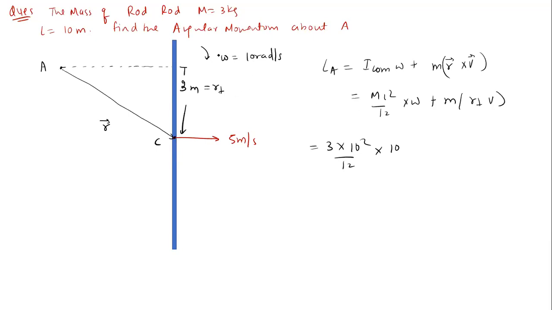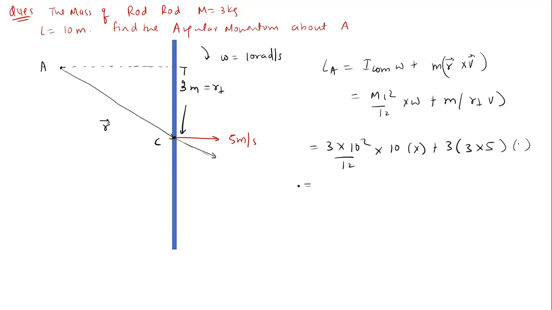Now, inside the plane or outside the plane? Inside the plane, because omega is clockwise, cross plus. Total mass is how much? 3. R perpendicular is 3. Velocity is how much? 5. Is it inside the plane or outside the plane? R cross V is outside the plane. Okay, dot, because this will be your R vector, R cross V, outside the plane.